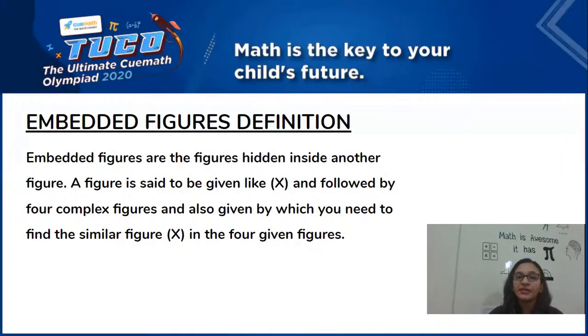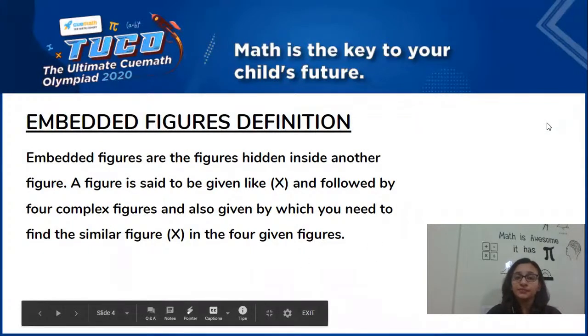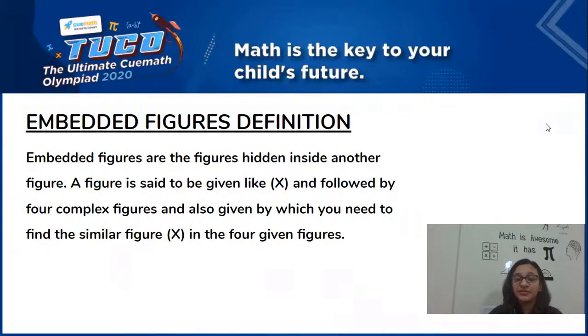So if you have a picture wherein there are mountains, the mountains are embedded inside that scene, inside that picture. You have a bigger picture inside which there will be small different patterns, small different shapes or lines. Those, which put together constitute the whole picture, are called embedded figures. As we are going with the definition, a figure X is given, followed by 4 complex figures, and you need to find the similar figure X in the 4 given figures.